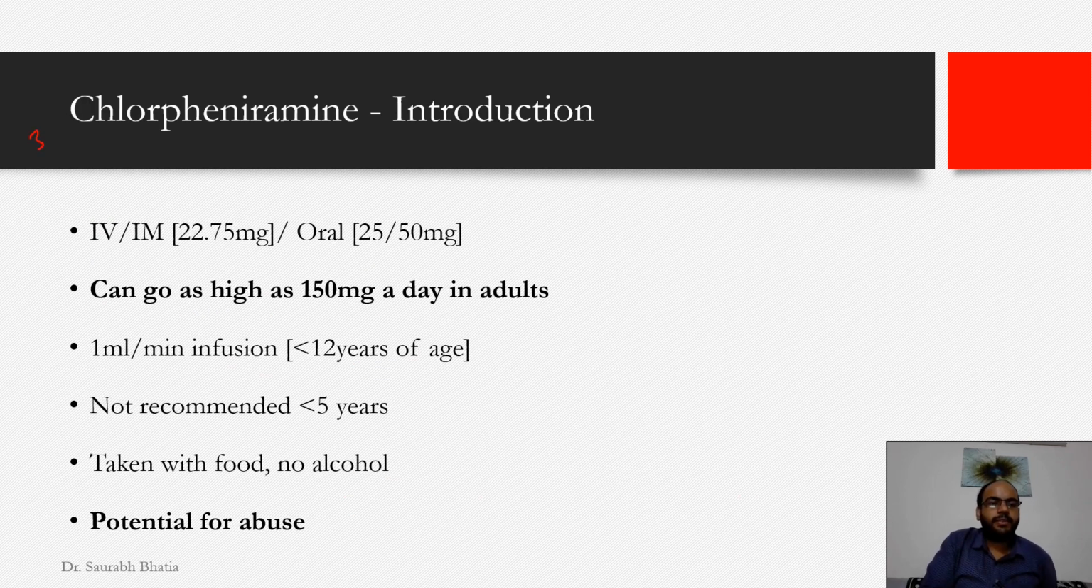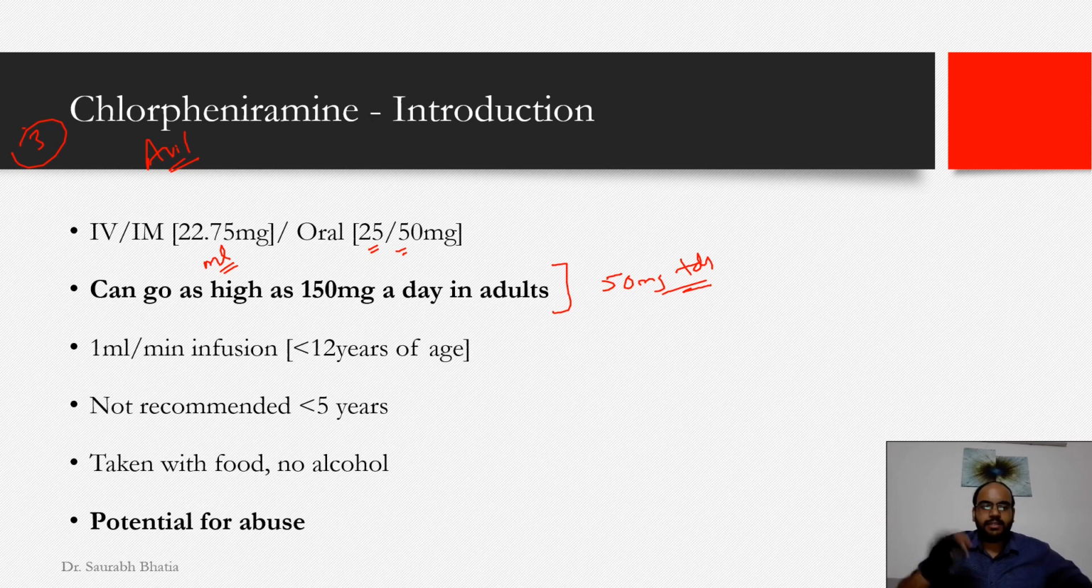The third drug is chlorpheniramine. You know it as AVIL. In IV and IM, it is 22.75 milligram per ml. Oral comes at 25 or 50 milligram. You can go as high as 150 milligram a day. That means 50 milligram thrice a day is the highest, the ceiling dose.